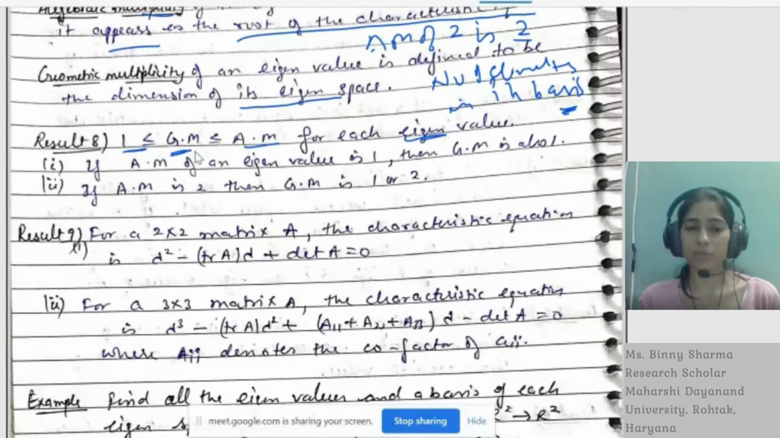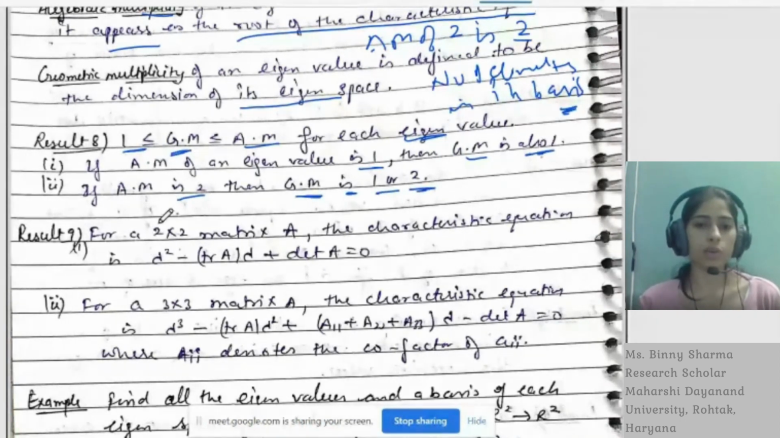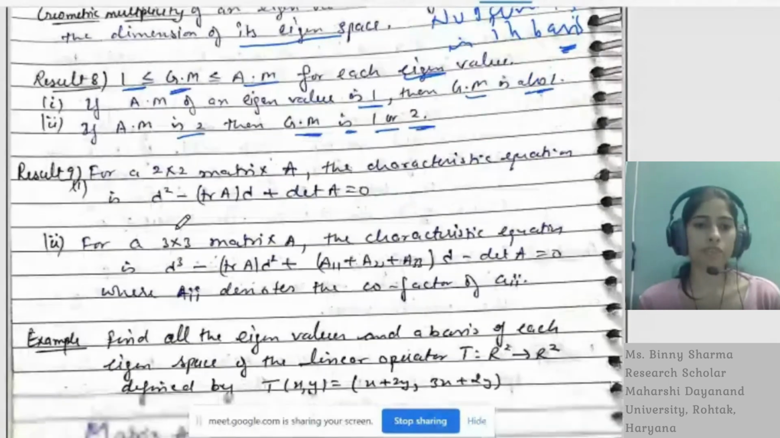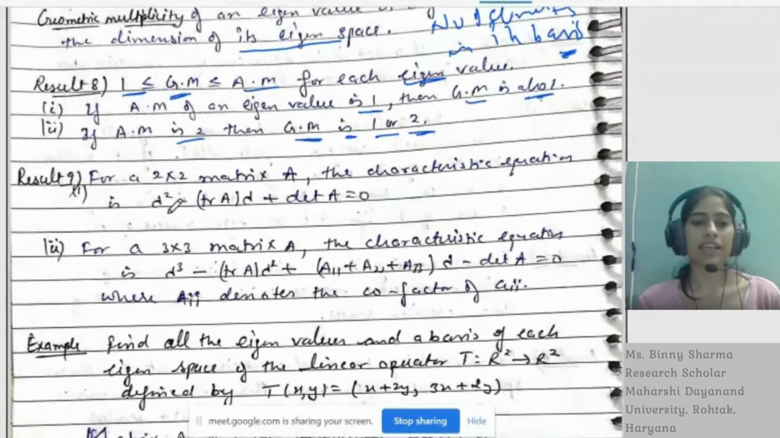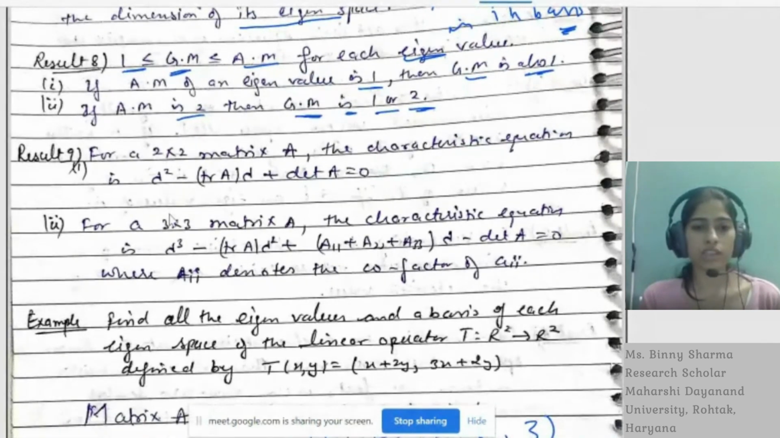If the algebraic multiplicity of an eigenvalue is 1, then the geometric multiplicity is also 1. If the algebraic multiplicity is 2, then the geometric multiplicity is either 1 or 2. It may be a 1 or it may be a 2. The result 9 is a particular result.